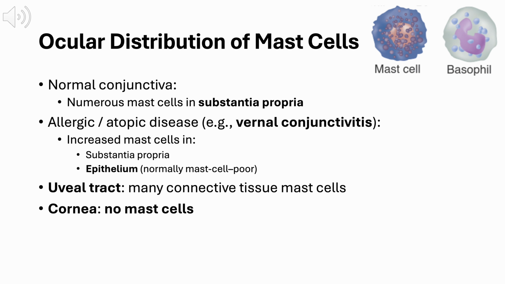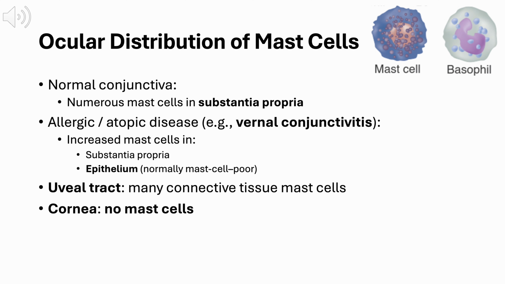In the eye, mast cell distribution varies considerably by tissue. The normal conjunctiva contains numerous mast cells within the substantia propria, placing them close to blood vessels and environmental antigens at the ocular surface. In allergic and atopic disease, particularly vernal conjunctivitis, mast cell numbers increase not only within the substantia propria, but also within the conjunctival epithelium, which normally contains very few mast cells.